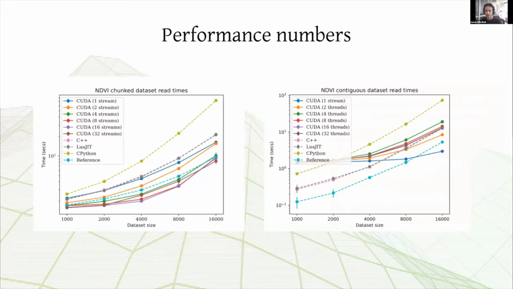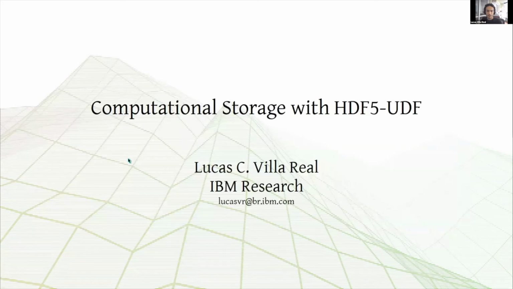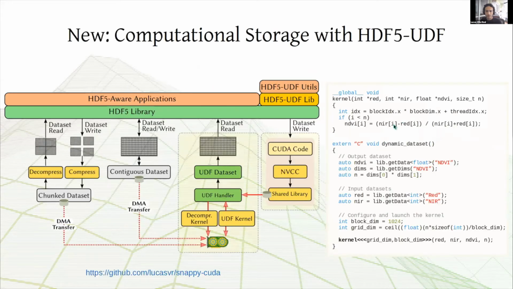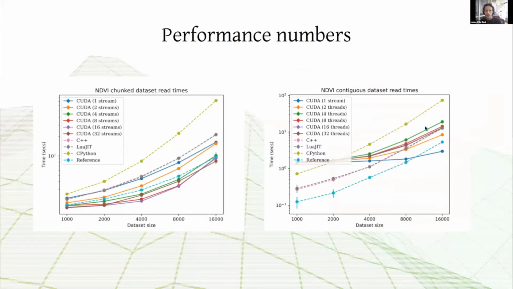And now I'd like to show you some numbers that I have collected. On the left-hand side of this figure, we have the time it takes to execute the UDF that I showed before. It's basically a UDF that takes input from 2 chunked data sets and computes the NDVI, which was that simple mathematical expression here. So it's just a division, basically. The dashed line that you see in light blue color here is indicating the time it takes to read 1 chunked data set from NVMe. It could be the read or the NIR data set.